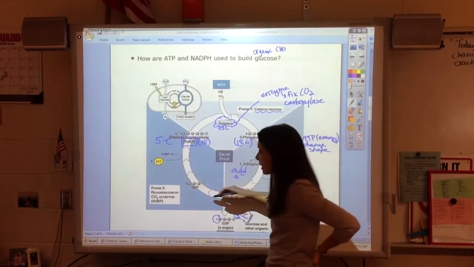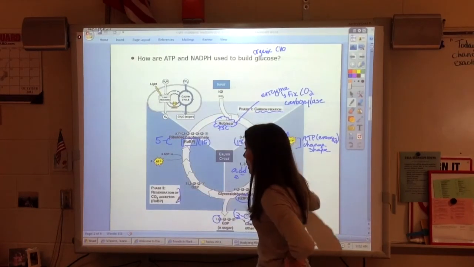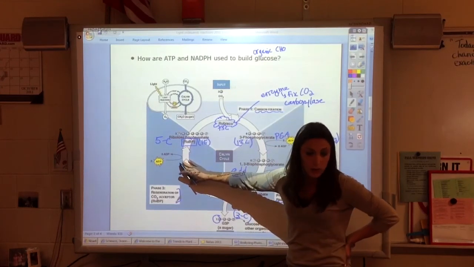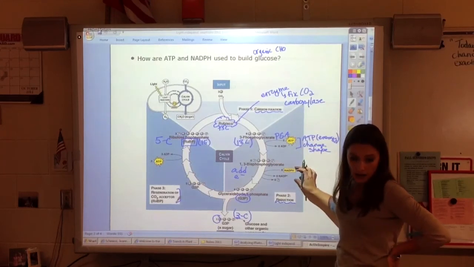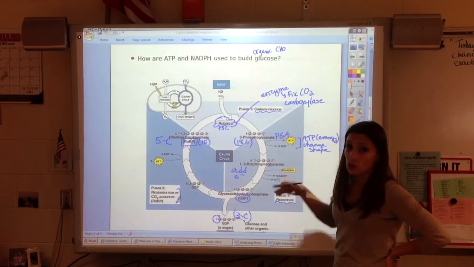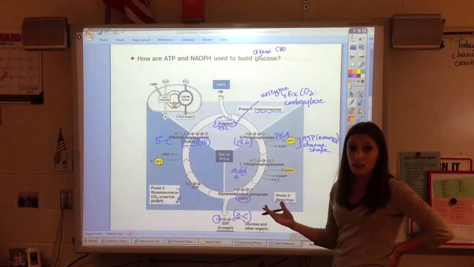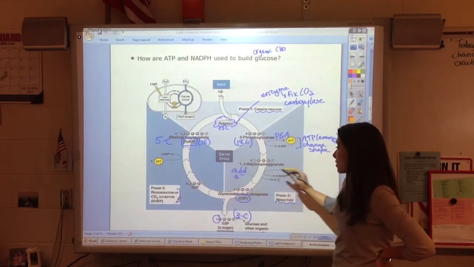The final step is actually the regeneration of RUBP, which is why it's called the Calvin cycle, and we do need ATP again. So what we see is that we have a higher need for ATP than we do for NADPH, and that is actually why we have cyclic photophosphorylation to make more ATP compared to NADPH.